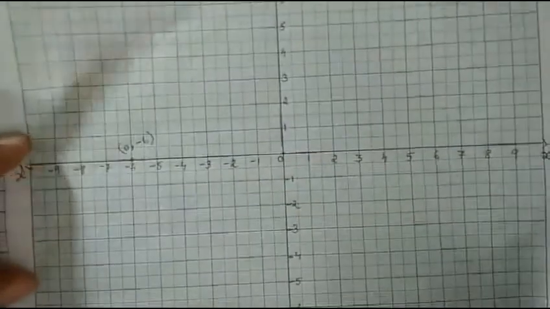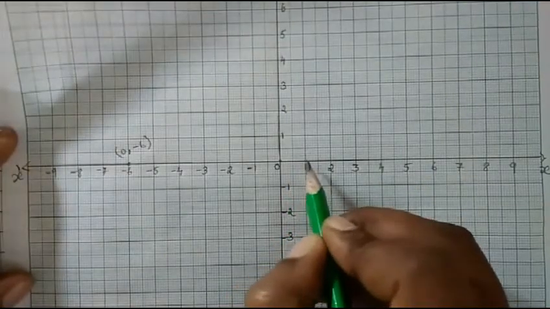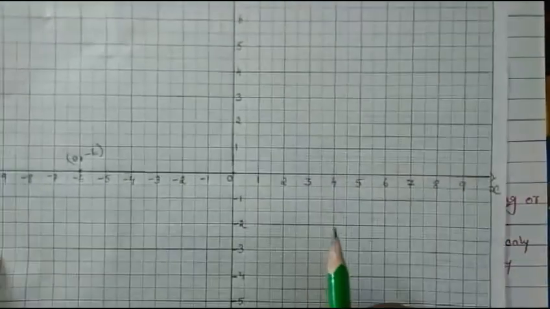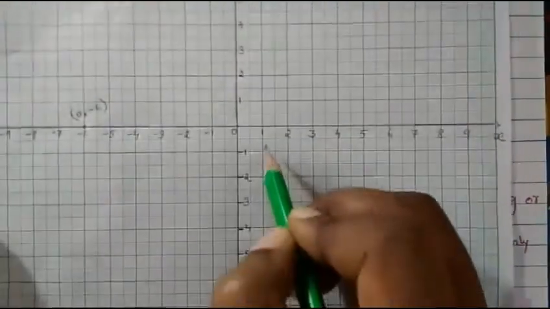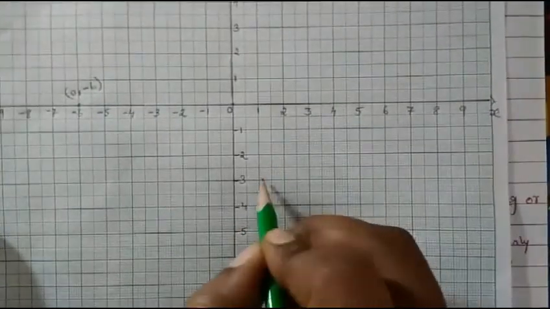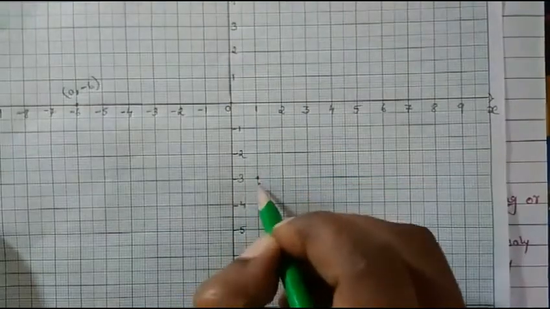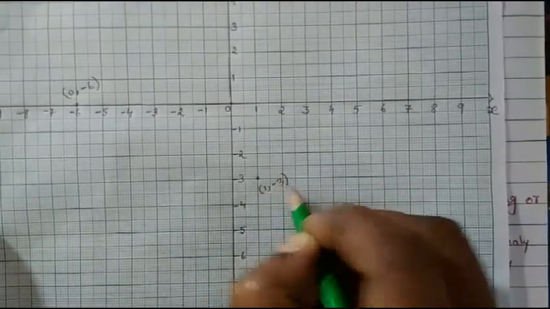So x is 1. X is 1 is here and y is minus 3. So x is 1, y is minus 3. So minus 3 is here, down. So this is the point. So x as 1, y as minus 3. The coordinate is 1, minus 3.